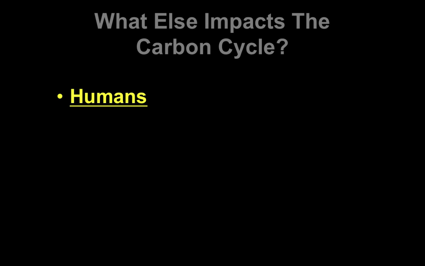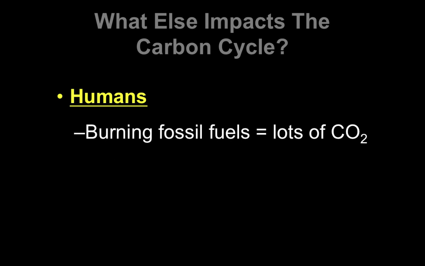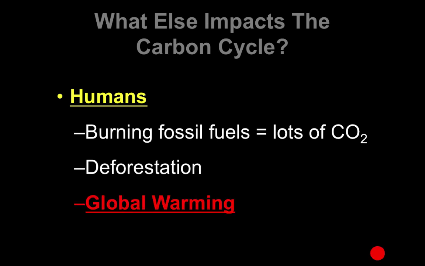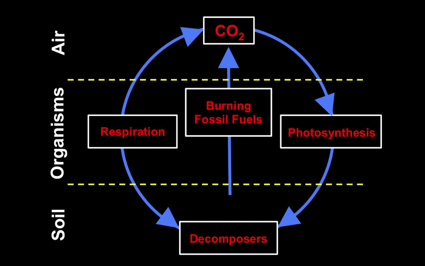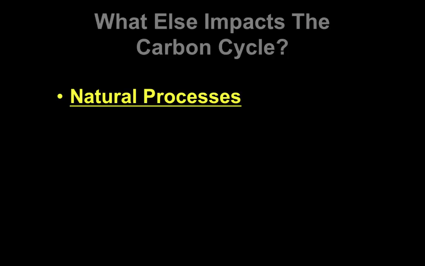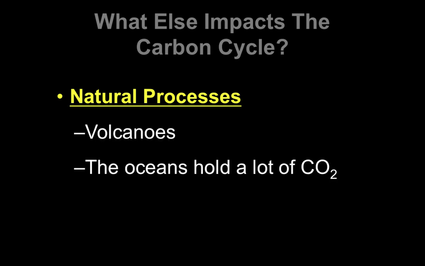Additionally, humans have a big impact on the carbon cycle through the burning of fossil fuels, which releases a lot of CO2, and deforestation, both of which can lead to global warming, which we'll talk about a little bit later. So here we have human beings putting a lot of carbon into the atmosphere that had been stored underground as fossil fuels, and when we cut down trees, they aren't doing as much photosynthesis then, and so CO2 can build up more in the atmosphere. Additionally, natural processes like volcanoes release a lot of carbon dioxide. The ocean actually holds a lot of carbon dioxide, which is why it's called a carbon sink. But this has a lot of issues as well, and we'll talk about those again a little bit later.